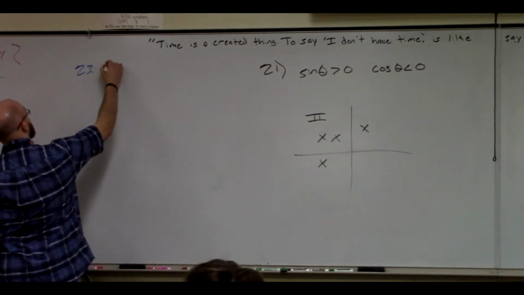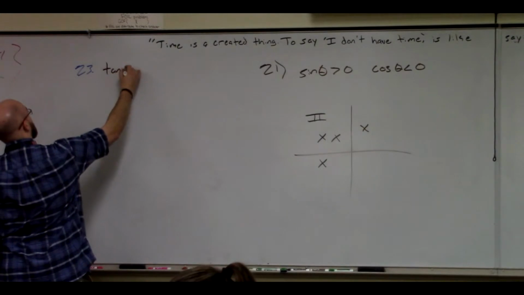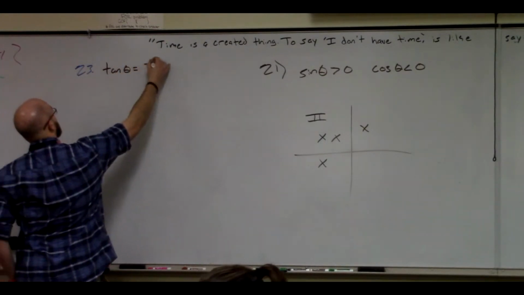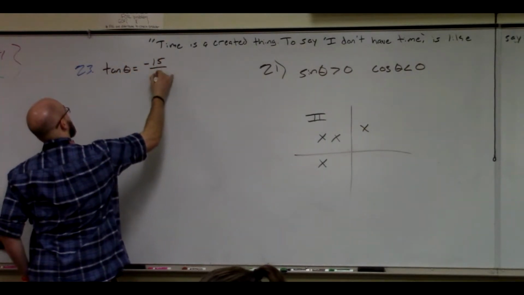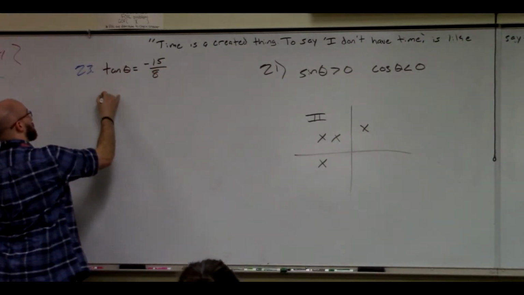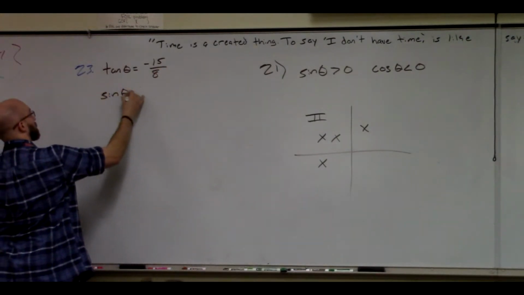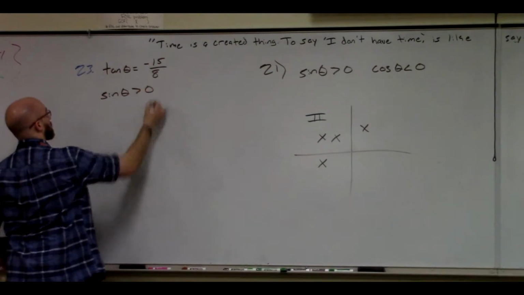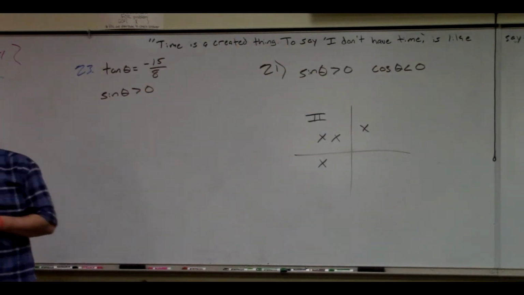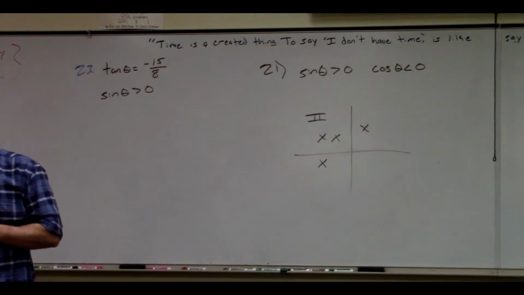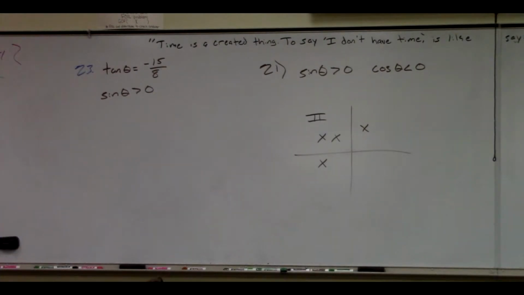I have tangent of what? And what's my constraint? Sine theta greater than 0. All right. And we want to list what? The other 5 trigonometric functions. All right.